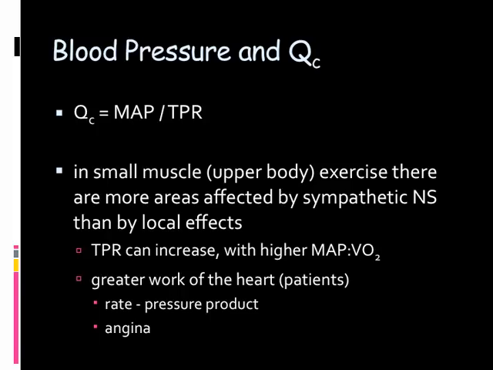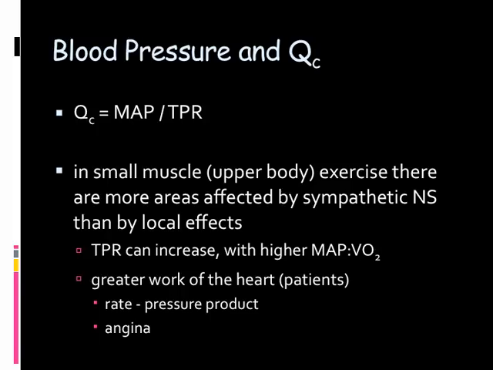So if you look at the equation at the top here, if total peripheral resistance goes up, then MAP is really going to have to go up a lot in order to generate any kind of increase in cardiac output. So this becomes a consideration in small muscle or upper body exercise. And one group for whom this is particularly important is cardiac patients.